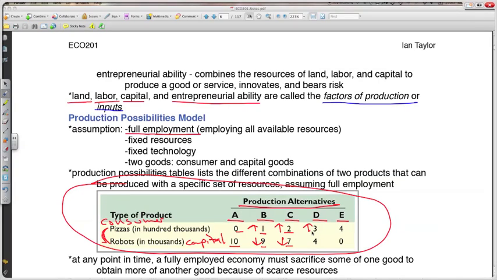Then when we move to D, we gain 1 more pizza, but now we're losing 3 robots. See here, 7 minus 4 gives us 3. And then our last alternative, we increase it so that we're now producing 4 pizzas, but 0 robots. Again, you should obviously see the opportunity costs going on, so that we're gaining 1 pizza and losing robots.